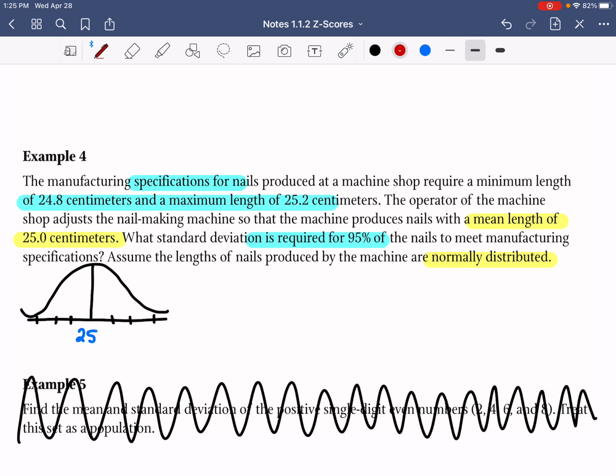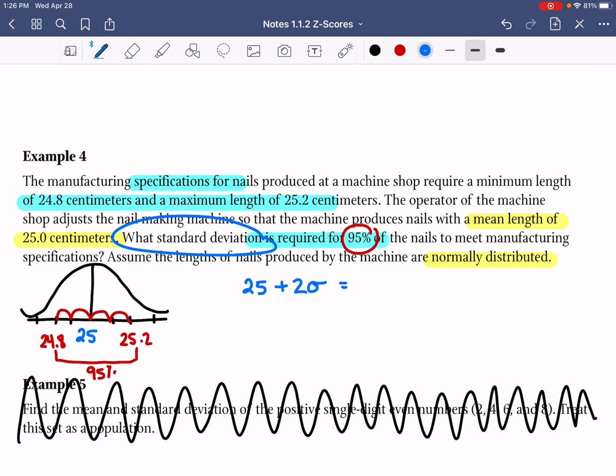Well, 95% means 2 standard deviations, right? 2 standard deviations away from the mean is 95% of your data. So what we have here is 24.8 and 25.2 would be your minus 2 standard deviations and your plus 2 standard deviations to get 95% of the data in between those two numbers. Well, then if we know that 25 plus 2 standard deviations, whatever they are, because the question says what standard deviation is required, it's going to be equal to 25.2, okay? Because if I add 2 standard deviations, whatever they are, I would get to 25.2.